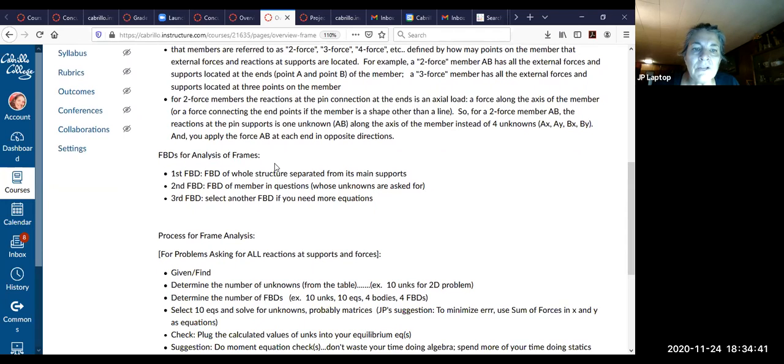So for analyzing a frame, the first free body diagram is the free body diagram of the whole structure. The second free body diagram is the free body diagram of the member in question. Typically they're asking, find all the unknowns in member ABC. So you're going to do ABC. And then you may have to do a third free body diagram.